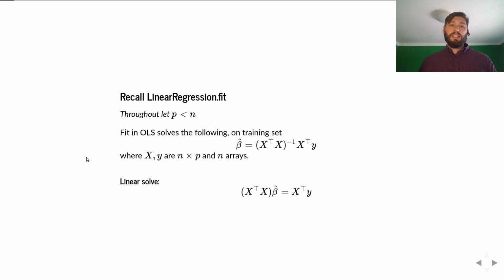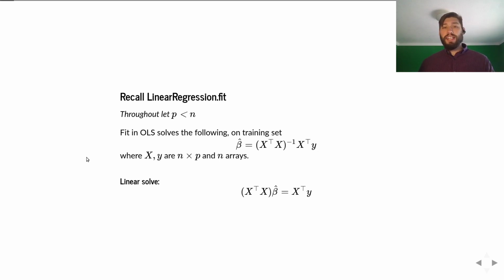Okay, so let's go back over linear regression here. In linear regression, we have P predictor variables. These are columns of X. The X is the design matrix, so we're typically going to be using matrix notation throughout this lecture. And N is the number of samples, so that's the length of the Y vector and also the height of the X matrix. We're going to fit ordinary least squares, which solves the following on the training set. If X transpose X is invertible, then we invert it, and then we multiply that by X transpose Y. And that gives us our beta hat.